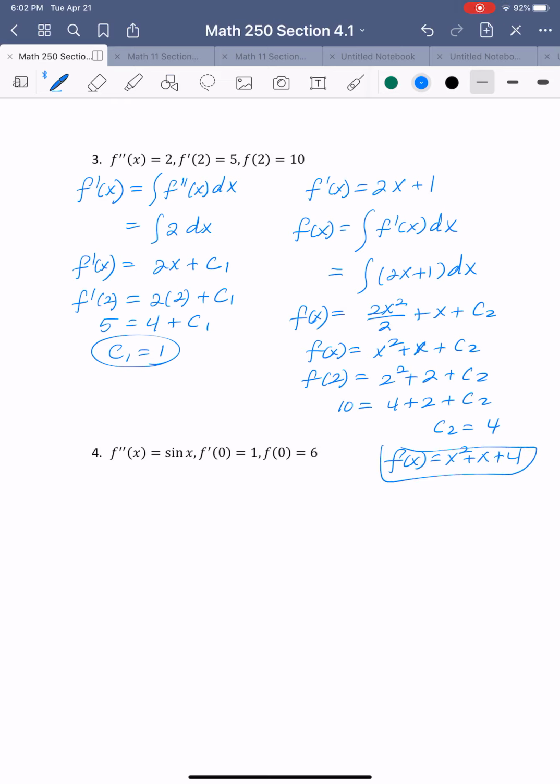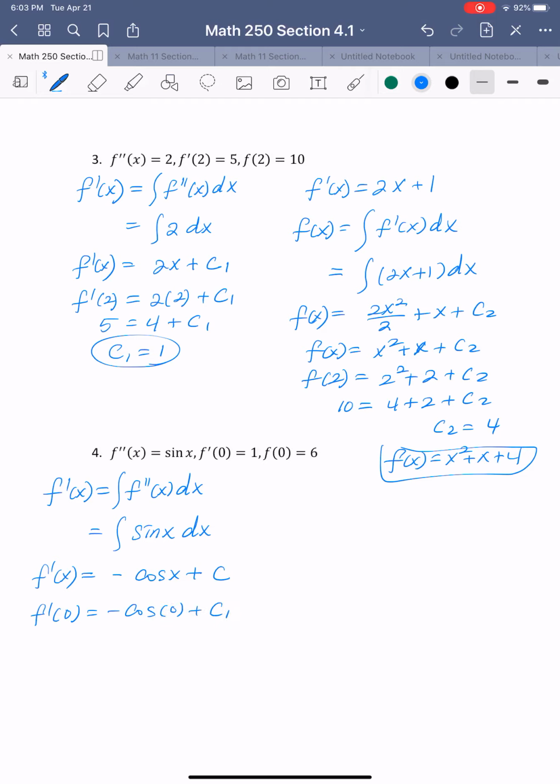Okay, same way here. In order to find f prime of x, I need to use the integral of f double prime of x. It becomes negative cosine x plus c, which is f prime of x. f prime of 0 is negative cosine 0 plus c1, which is negative 1 plus c1. So c1 is 2. So f prime of x is now negative cosine x plus 2.